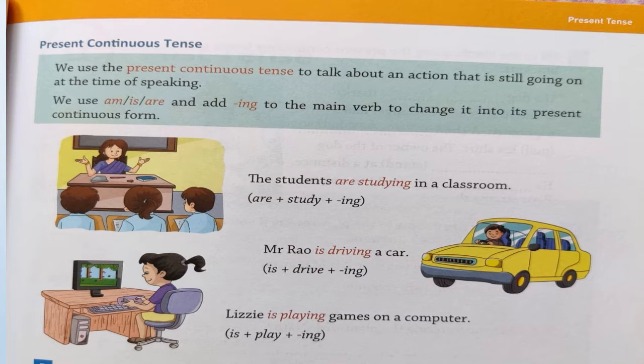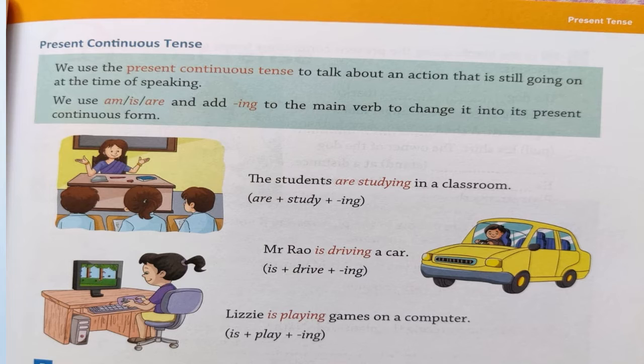The students are studying in a classroom. Here children, with are we use study plus ing. Students are more than one. That means a plural noun. So the students are studying.